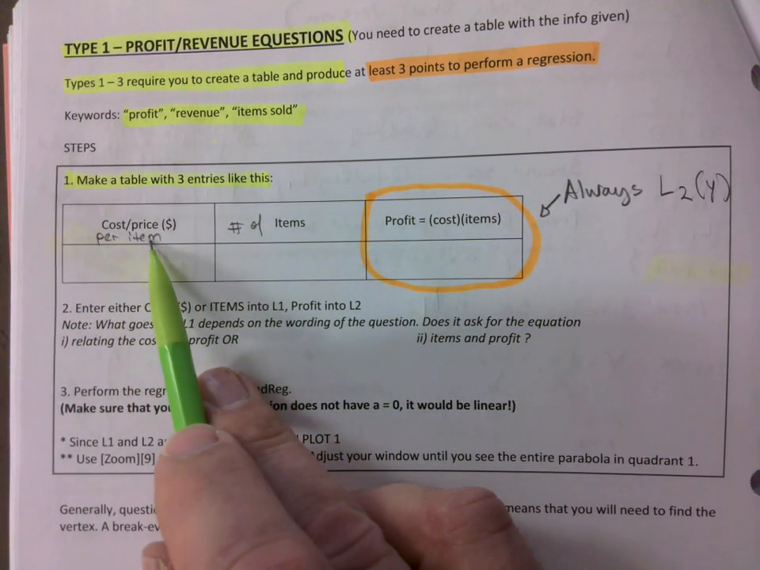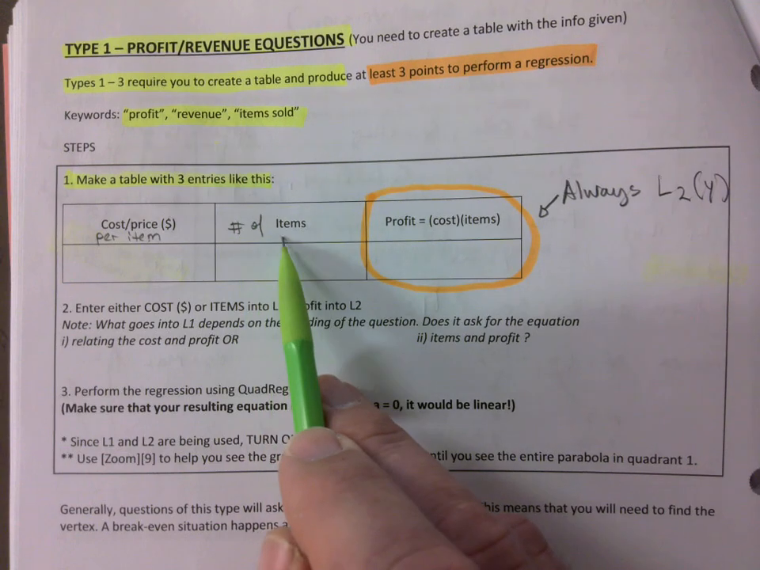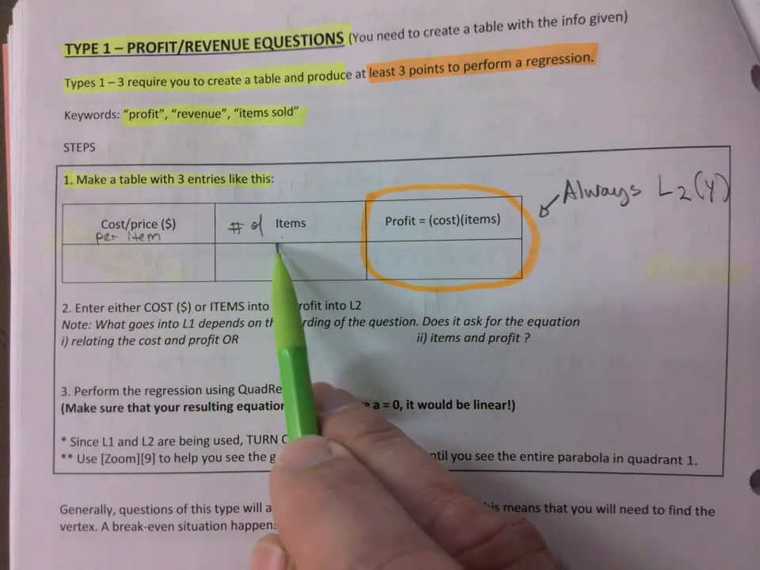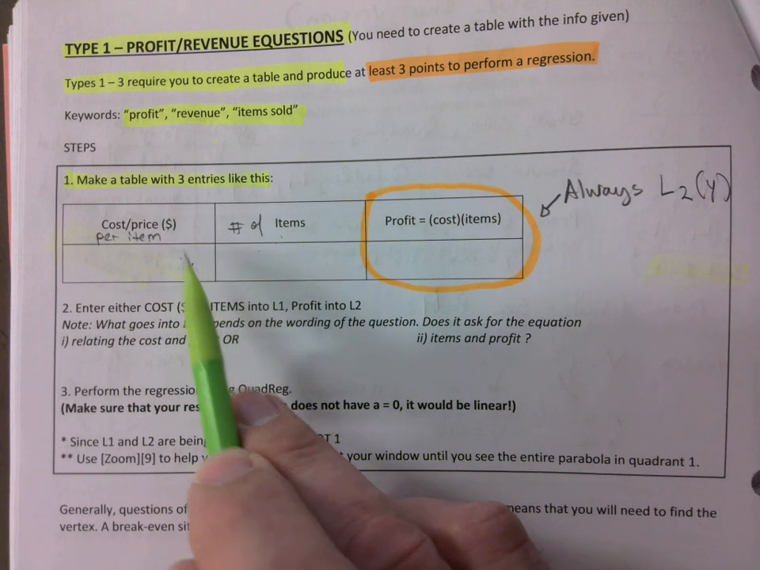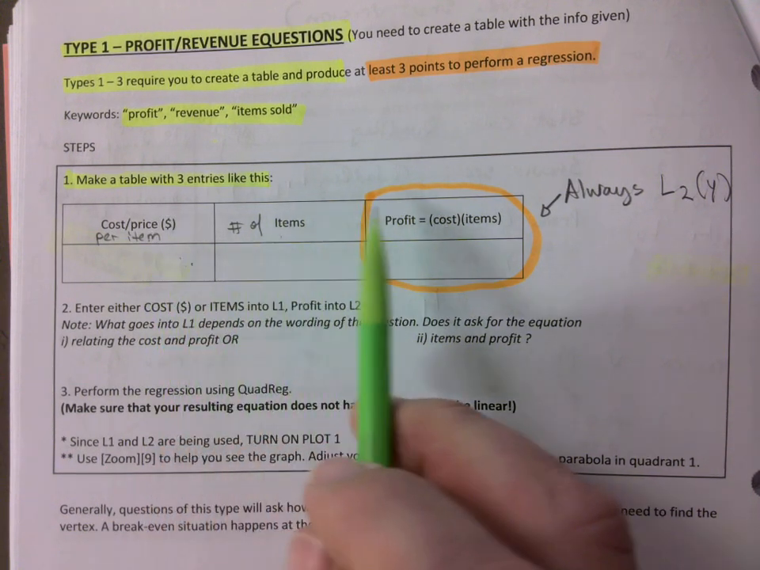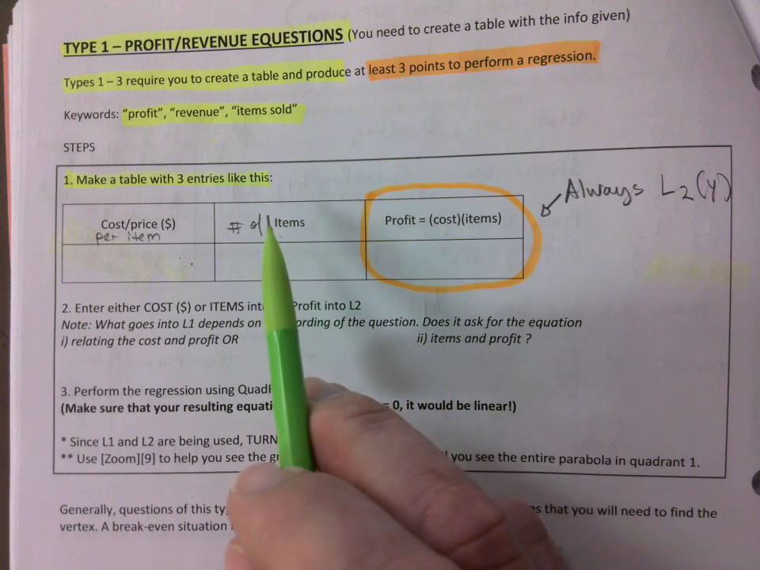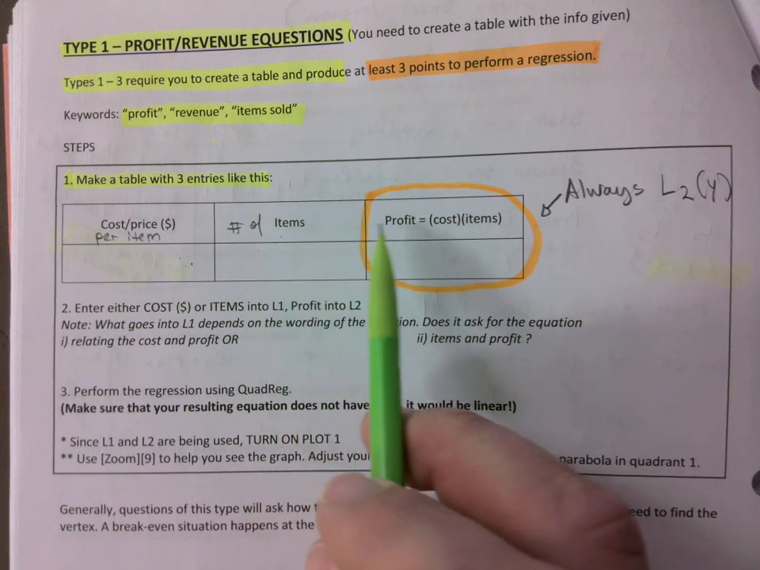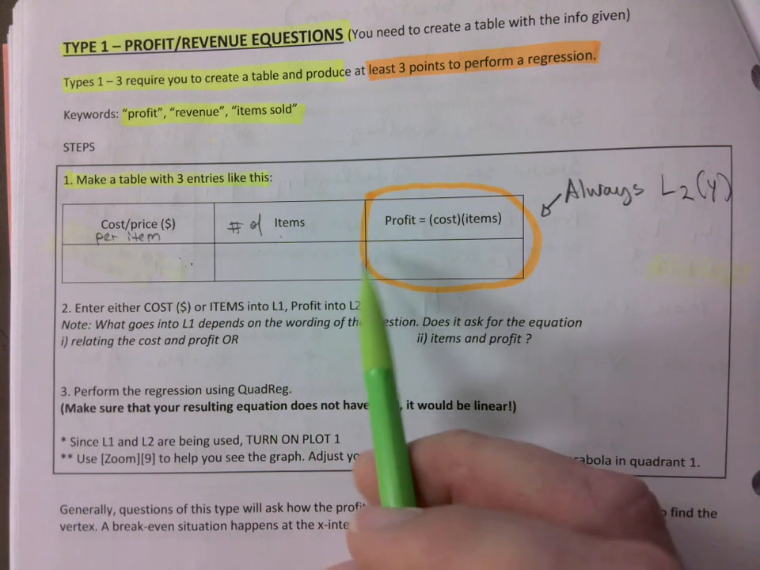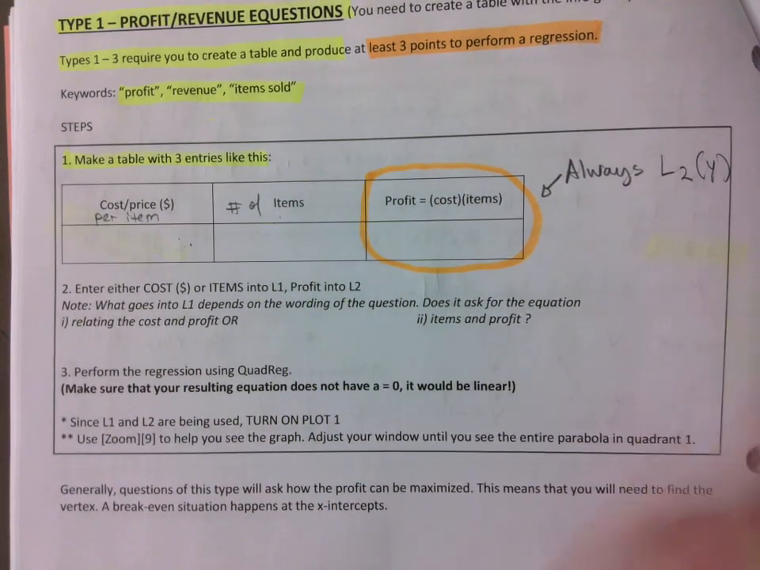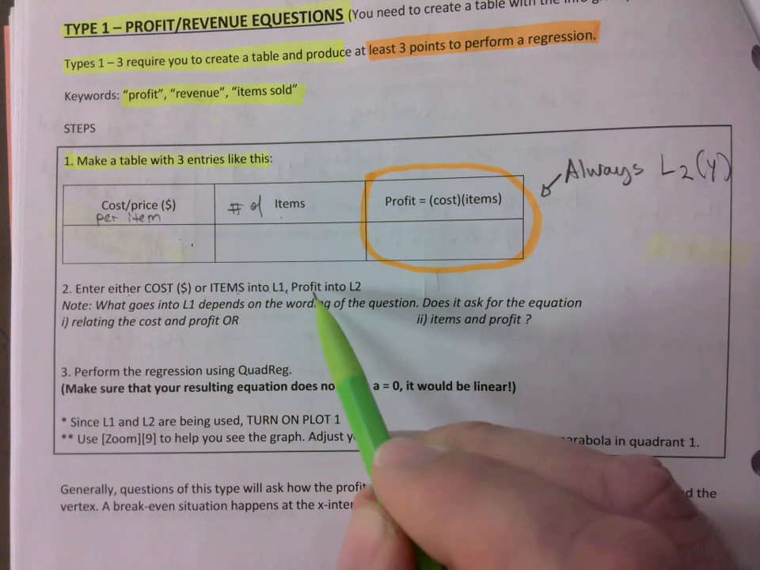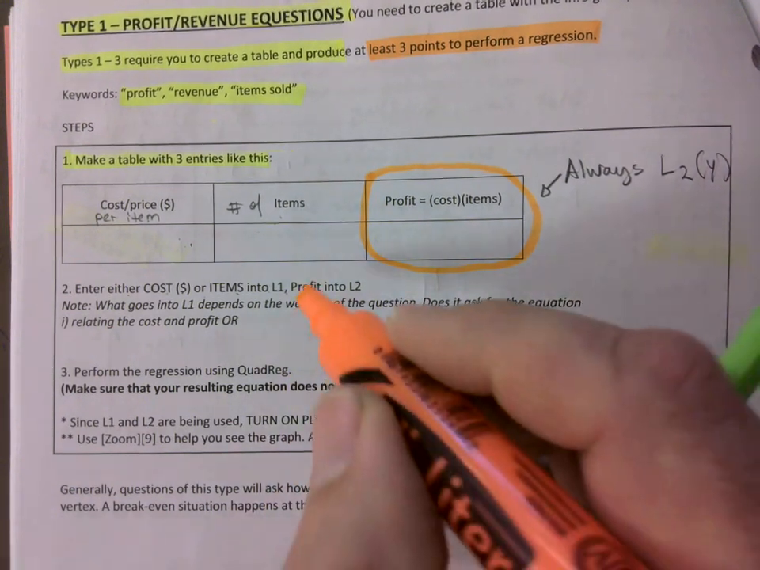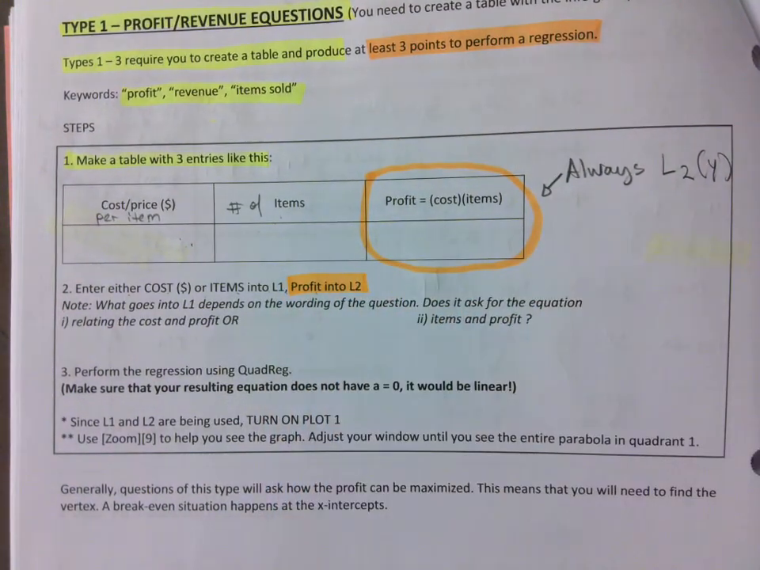Whether you use this into your L1 or this into your L1 is totally dependent on the question. Are you comparing the price per item to the profit, or the number of items to the profit? That's what you're going to have to figure out. Enter either cost or items into L1, profit into L2. One more time: the profit goes into L2.